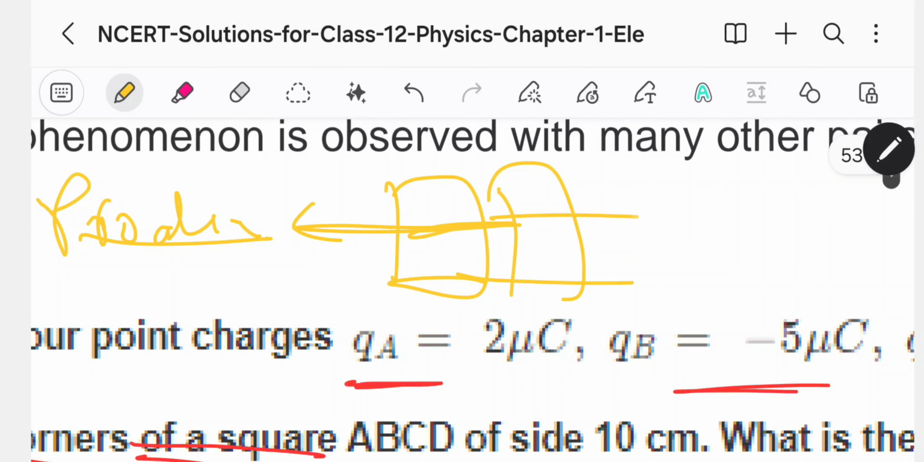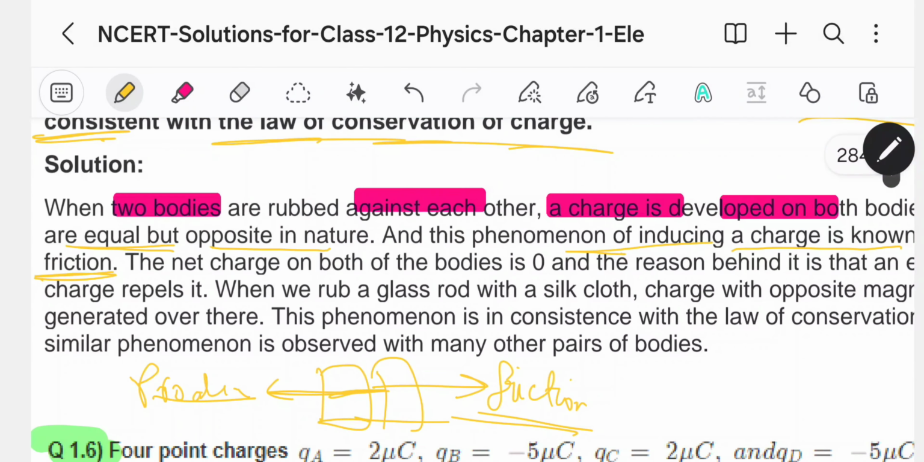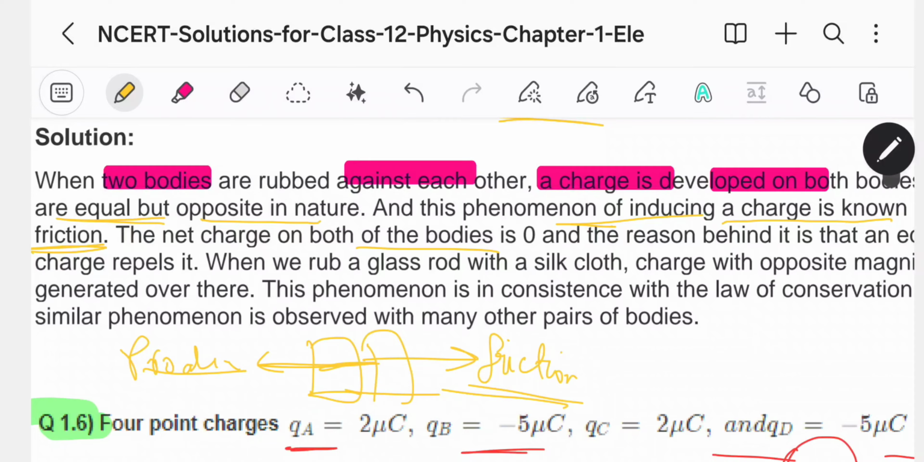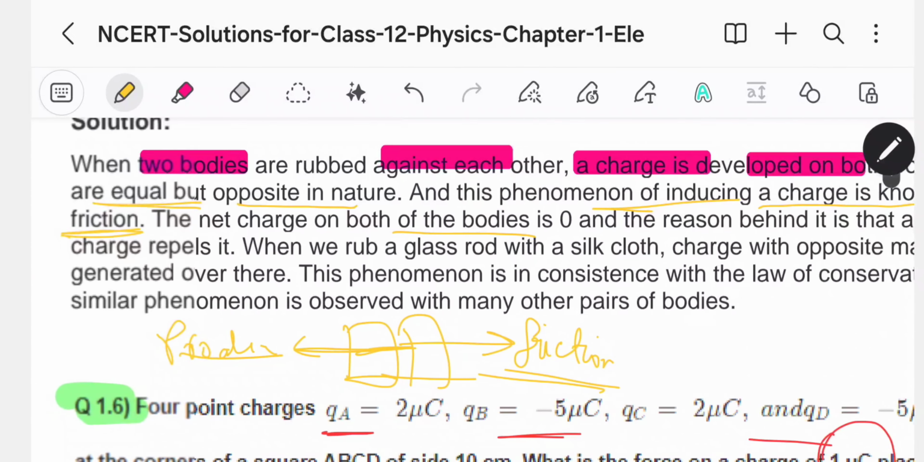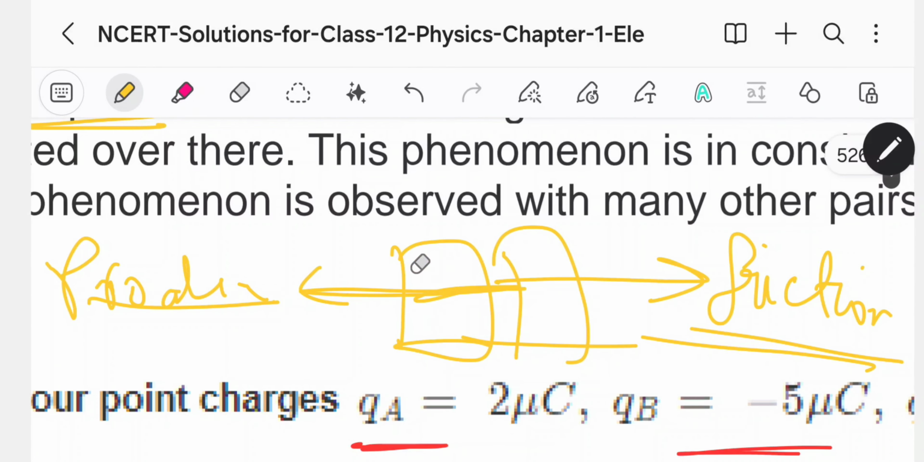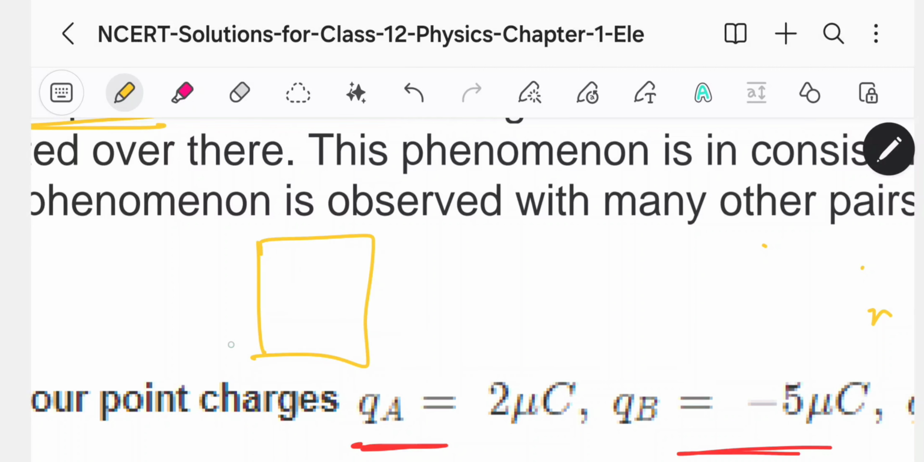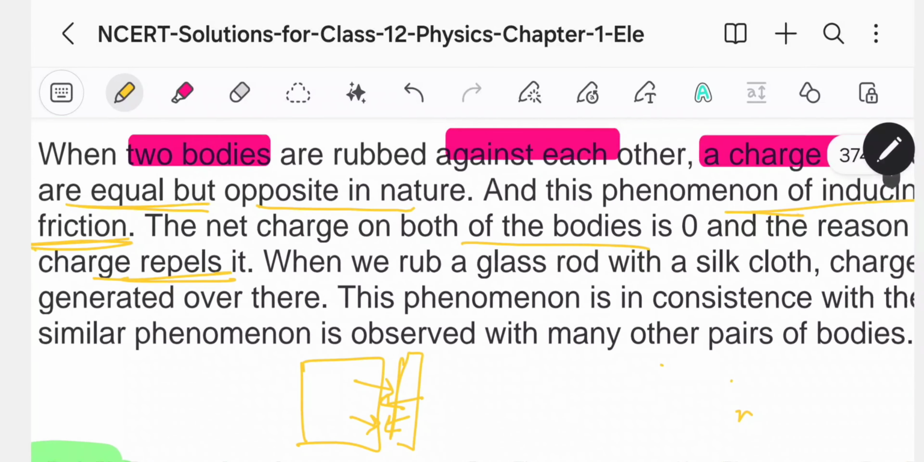That means between these bodies, you get a property called friction. Obviously, friction will come into play. So the net charge on both the bodies is 0. Net charge is basically 0, and the reason behind that is that equal amounts of opposite charges cancel. If this is your silk cloth and this is your glass rod, when you rub them against each other, the charges are equal and opposite.